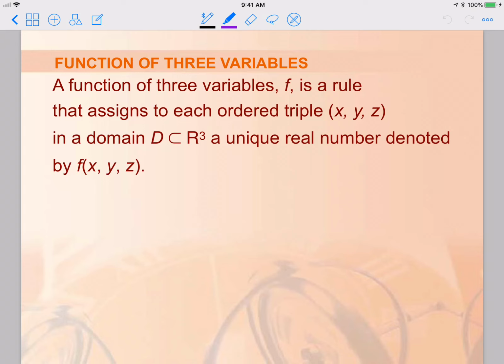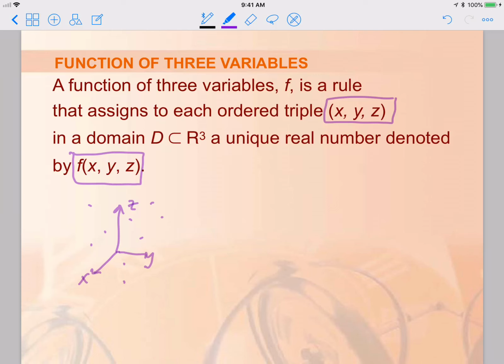Okay, so let's talk a little bit about functions of three variables. Here, the input is x, y, z, and the output is f of x, y, z. First thing we want to say is that we cannot do what we did before, having x and y as your input and z as the output. We can't do that because we now have three inputs. So here's the best way to think of it: at each point x, y, z, you have an output.